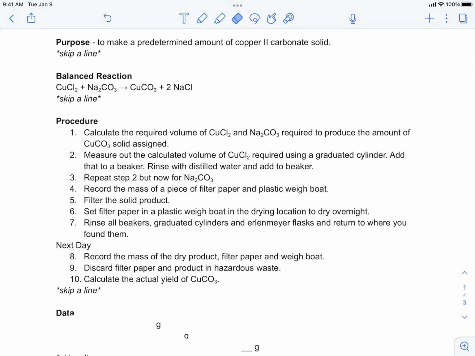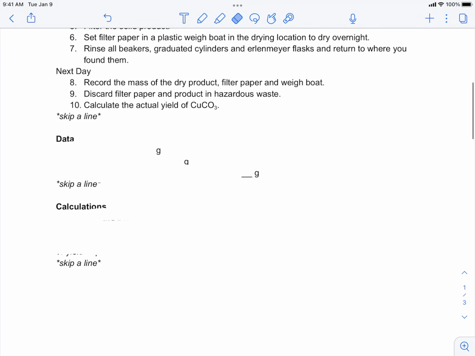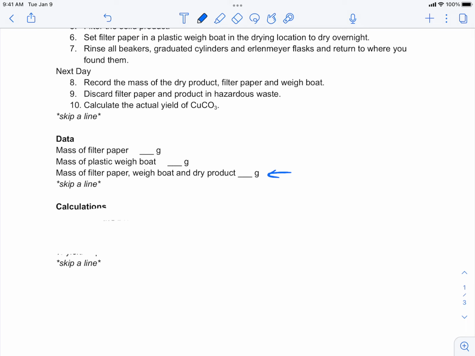Again, all the words written down on your paper. It will look just like my paper. Hopefully you pause because I'm going incredibly fast. The data you need to collect for this: mass of filter paper, mass of the plastic weigh boat, and mass of all three of those things together, and the dry product, which would be the second day. So this one actually is the second day. The first day you'll record these two things when they're dry and alone on a balance. Pretty straightforward.